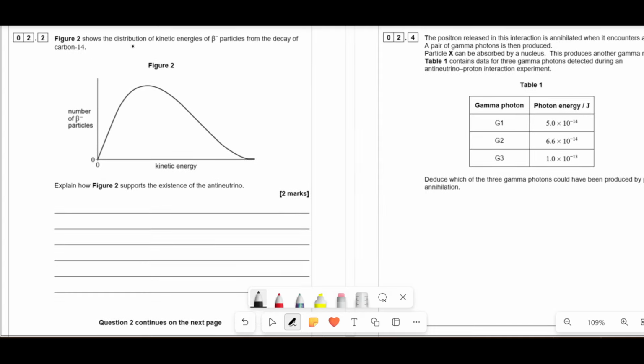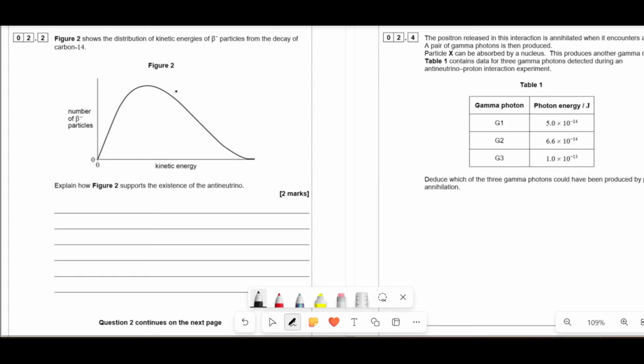Next, it says figure 2 shows the distribution of kinetic energies of the beta-minus particles from the decay of carbon-14. Explain how figure 2 suggests the existence of the antineutrino. If there was no other particle here, then they should all have the same kinetic energy. Every single beta particle should have that one singular energy. But you can see, this is kinetic energy against the number of beta particles, and they all have differing amounts.